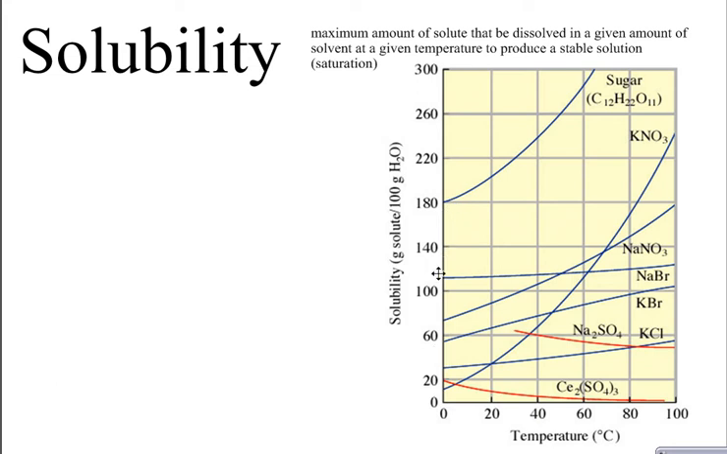So if I have, at 0 degrees Celsius, 100 grams of sugar in solution, that sugar is going to dissolve into the water and I will be below my saturation point. If I add more sugar, I can add how much more? I could add up to 80 grams more sugar.